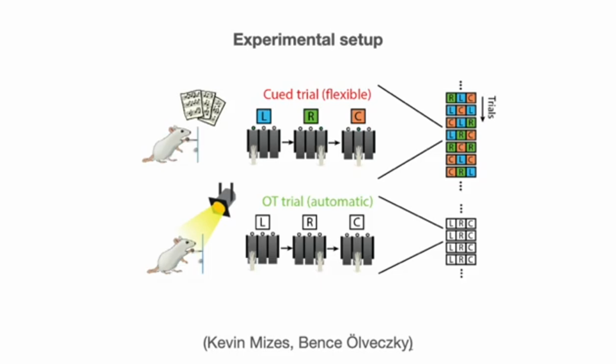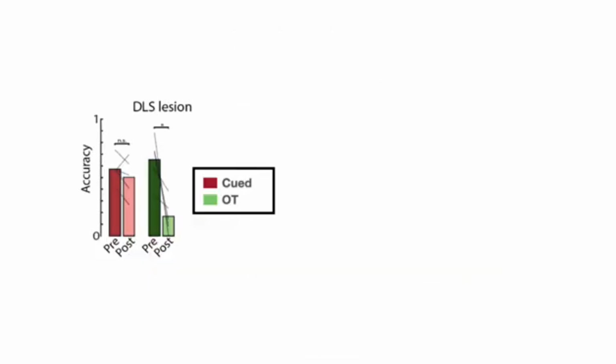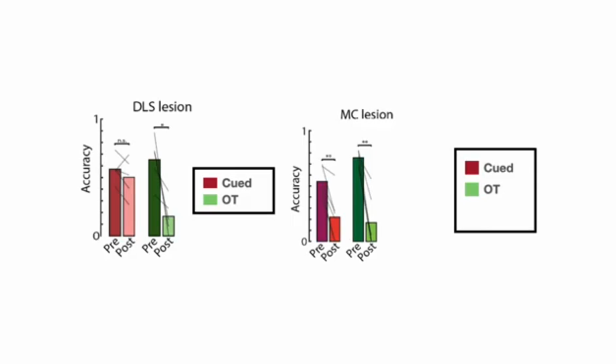To assess the causal contribution of cortical and striatal regions to these flexible and automatic execution modes, our collaborators performed lesions in trained animals. They found that lesions to dorsolateral striatum disrupted automatic but not flexible task performance. In contrast, motor cortex lesions disrupted motor sequence execution for both flexible and automatic execution modes, suggesting a major role for motor cortex not only in sequencing flexible movements, but also automatic ones.